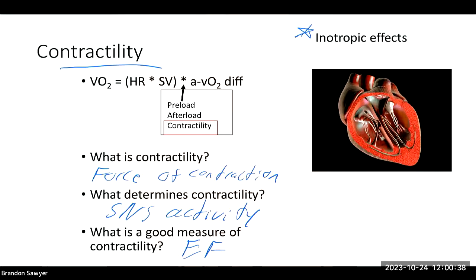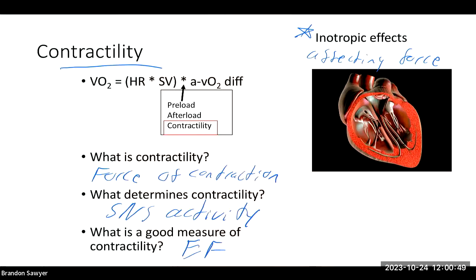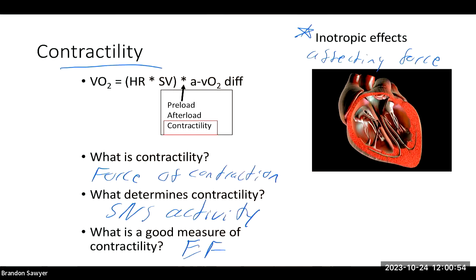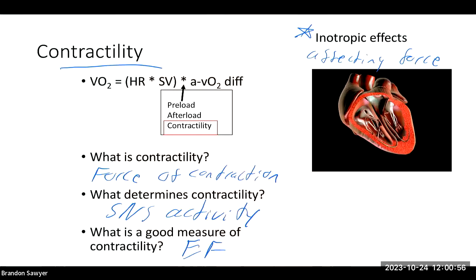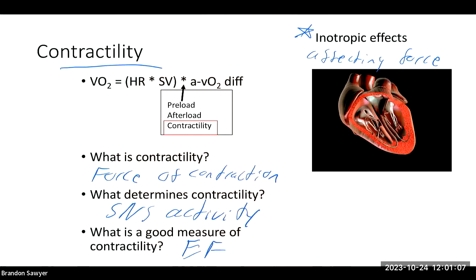Okay, so go ahead, Andrew. Yeah, you're good. Yeah, so those are just things affecting force, whereas chronotropy are things that affect time. Inotropy are things that affect force. And we'll also talk about lusitropy next time. And maybe there's one more I'm not remembering right now, but lusitropy is affecting the relaxation of the heart. Okay, other questions on that?